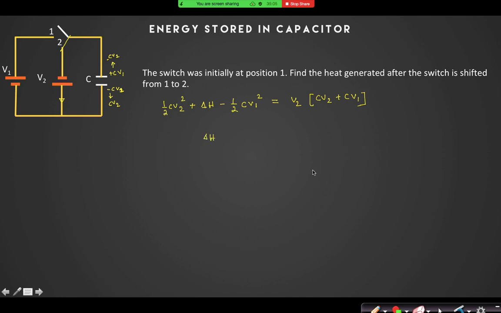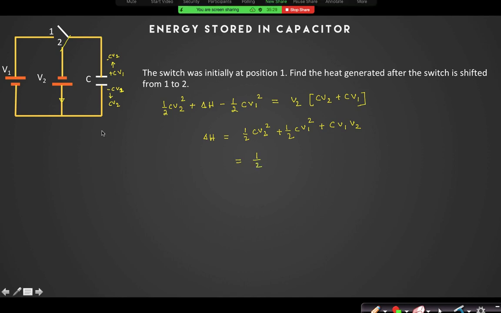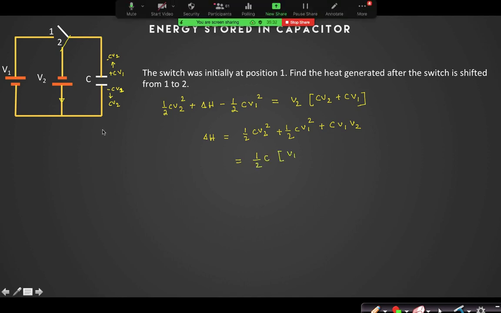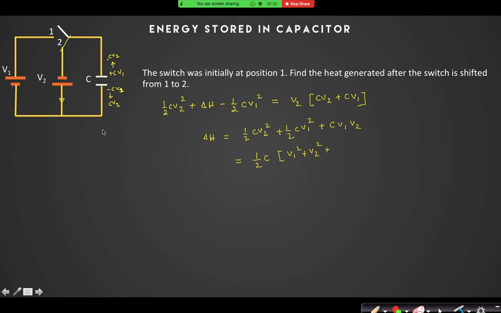So what is the heat generated? I can write it as CV2 square minus half CV2 square. So that is half CV2 square, plus half CV1 square and plus CV1 V2, right? Have you calculated this one? Now I can take half C common. So this is V1 square plus V2 square plus twice V1 V2. Yes or no? So I think it is half C into V1 plus V2 whole square. Sir, and it is the same as what we got earlier.